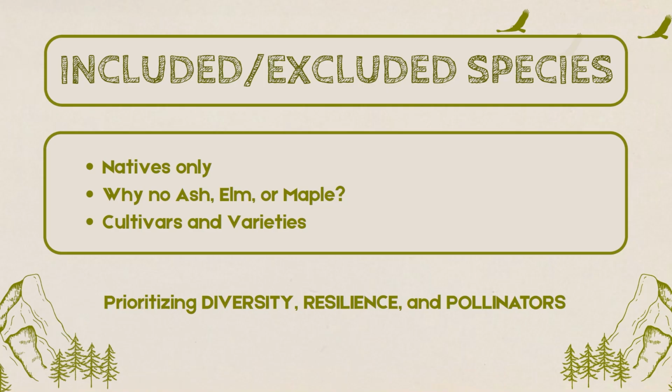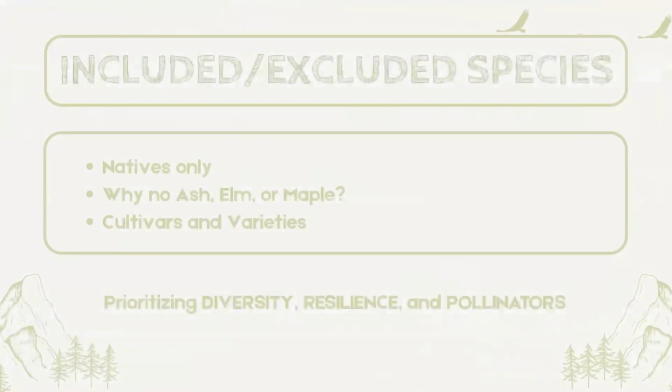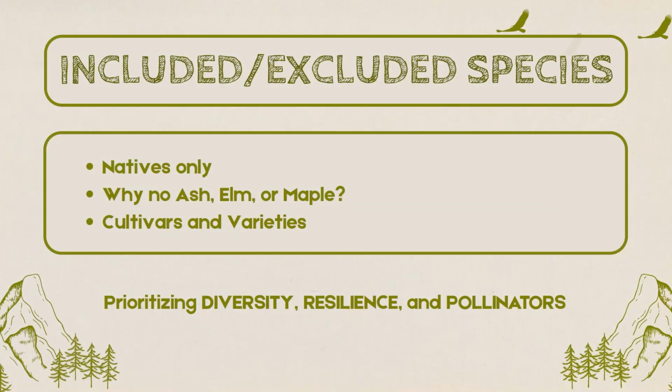Ash, elm, and maple are not included. Emerald ash borer, Dutch elm disease, but then maple just because of how it's overplanted in the state. I forget the exact percentage, but it's something like 30% of the urban forest in Indiana is in the Acer genus, which is more than we would like, so we want to make sure we're diversifying and not just lining our streets with red and sugar maples. Yeah, and then I'll talk a little about cultivars and varieties on the next slide, but really we're just trying to prioritize diversity, resilience, and pollinators.